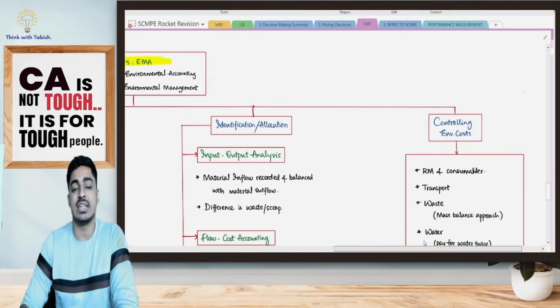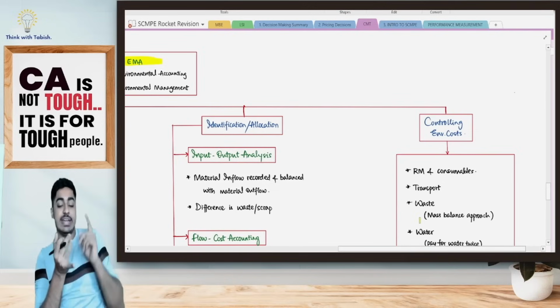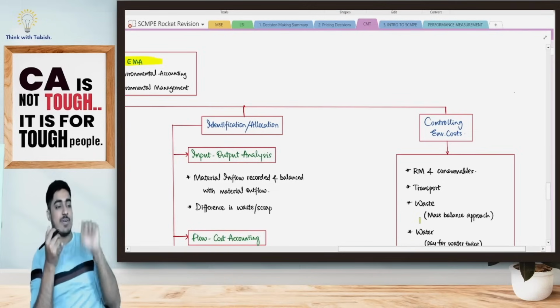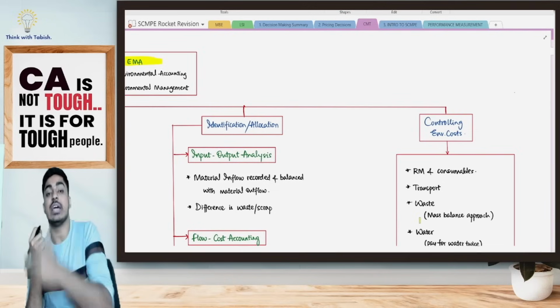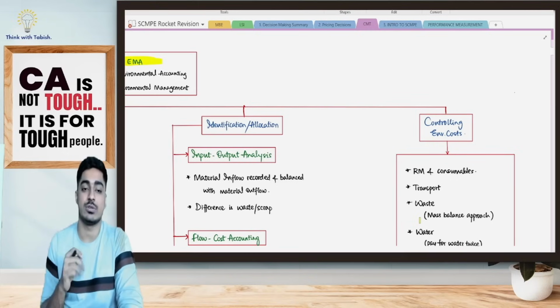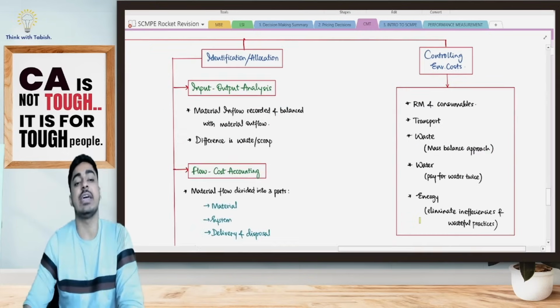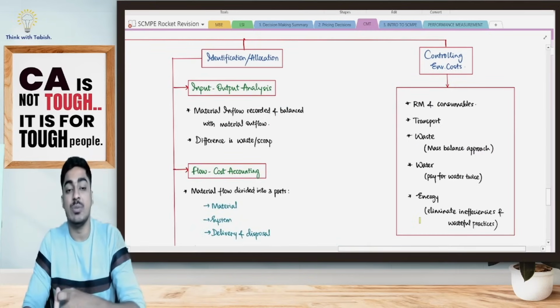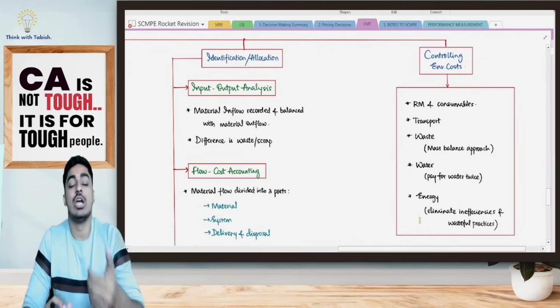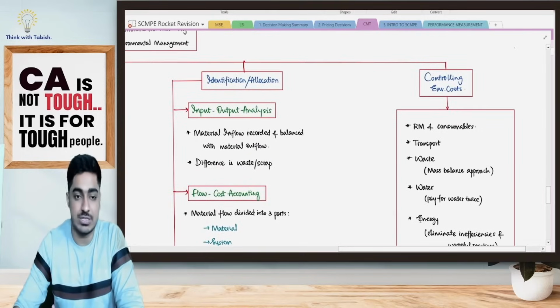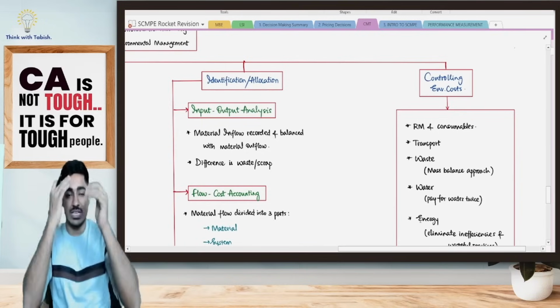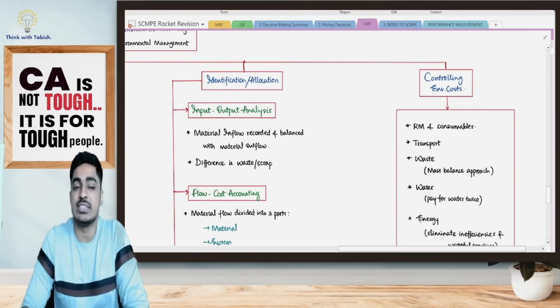Then three things are there. Yes, firstly, I have to identify environmental cost. Okay, once I've identified, I should be allocating environmental cost. Once I've allocated, I should try and control my environmental cost. Firstly, to identify my environmental cost, two techniques are there: input-output analysis, flow cost accounting. To allocate your environmental cost, yes, life cycle costing as well as activity-based cost. In ICAI module, yes, all of them are there together, identification, allocation.